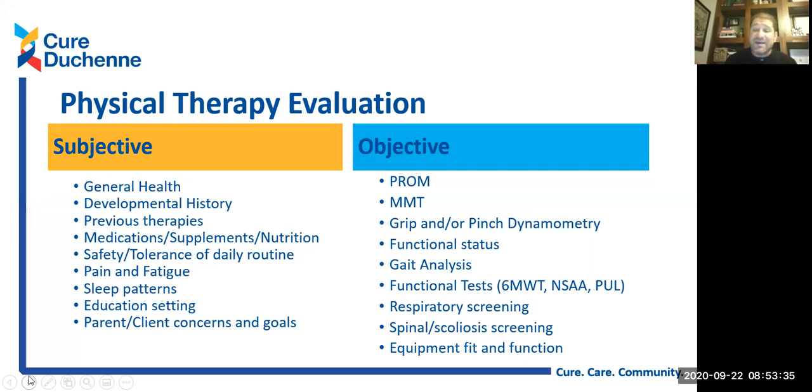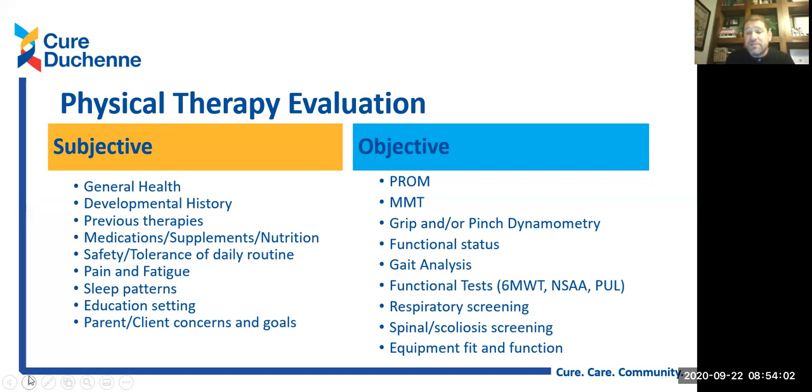Functional status: how much help do they need with standing, with walking, with getting up from the floor, with bathing, with feeding themselves, looking at all of those different activities of daily living and how they're doing with it. And then taking a really close eye on their walking. What does it look like? Are they showing that Duchenne jog or the waddling gait, or something that I need to step in and modify?